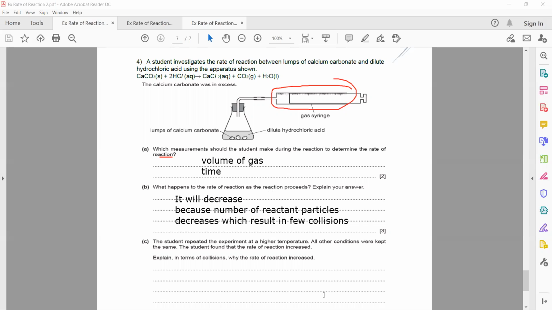The student repeated the experiment at a higher temperature. All other conditions are kept the same. So what happens in terms of collision theory? At higher temperature, the rate of the reaction will be faster. Particles have more energy. Particles will move faster. So more collisions result in a faster rate. It's a similar answer.